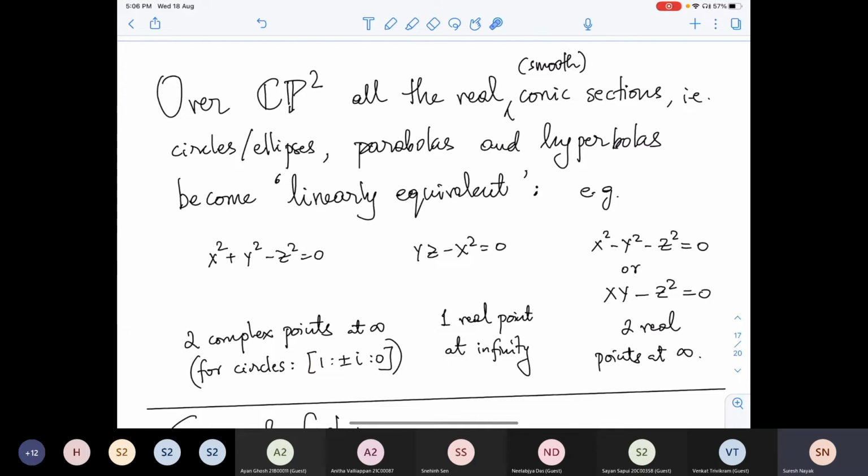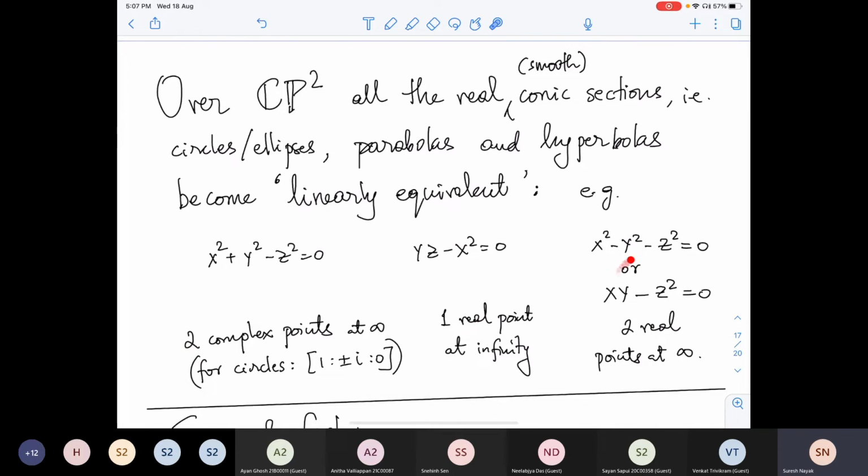Of course, we know it's different from a circle, but now we are saying that even though they are equivalent over CP2, the reason why they are not equivalent over our usual real space is that, first of all, they have only one point, and the other is that that point is a real point.